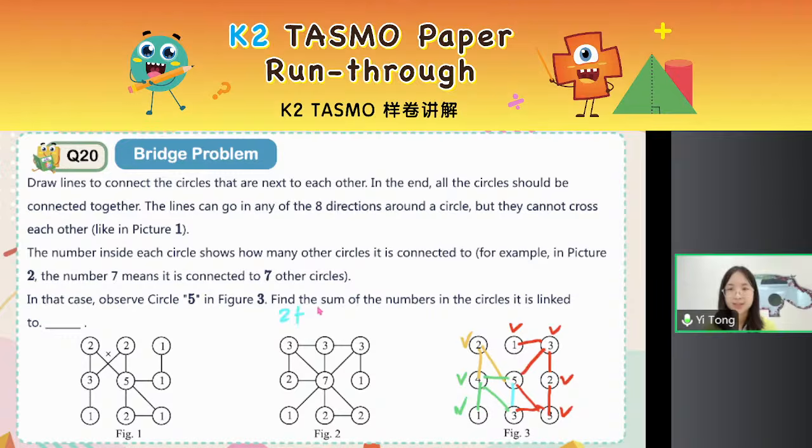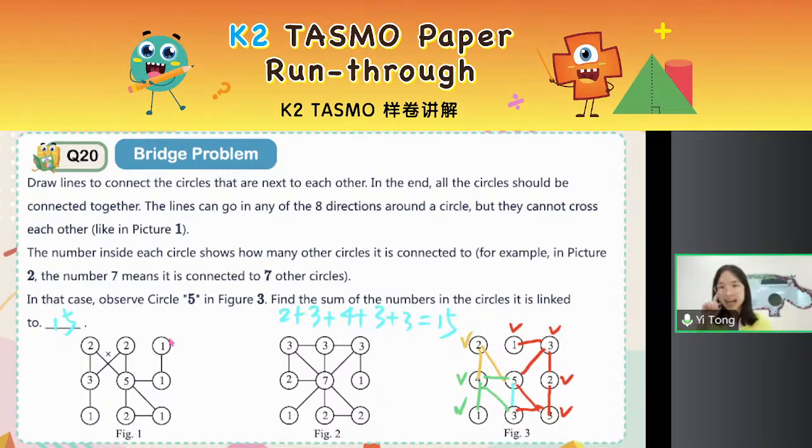2 plus 3 plus 4 plus 3 again plus 3. So how many 3's? 3 3's. So 9 plus 6 equals 15. So my answer is what? Can you type in the chat, everyone? It's the last part. So I'll wait for you. Yes, it's 15. Okay, so the answer is 15.